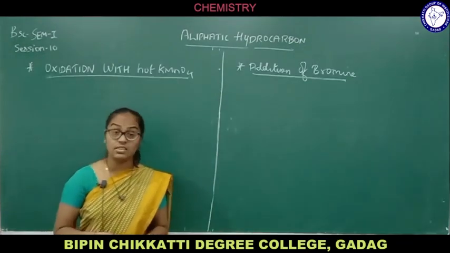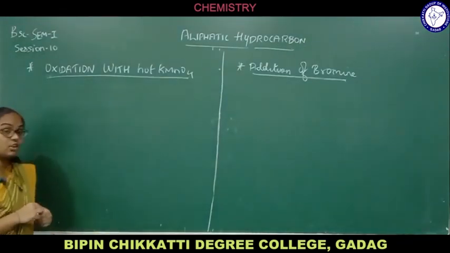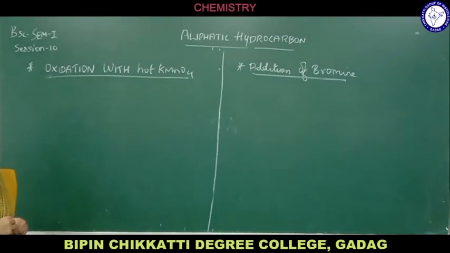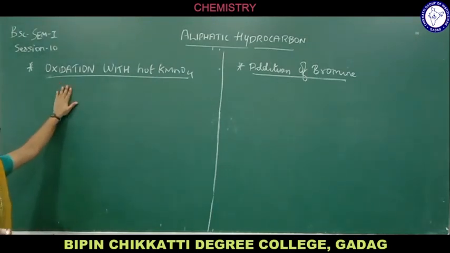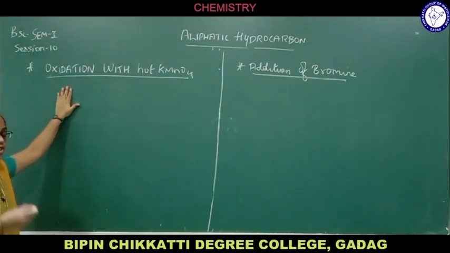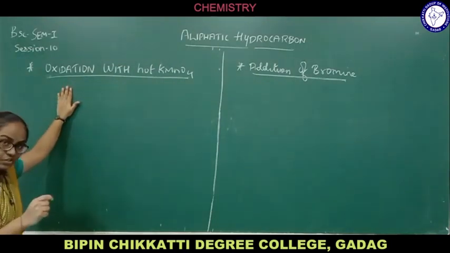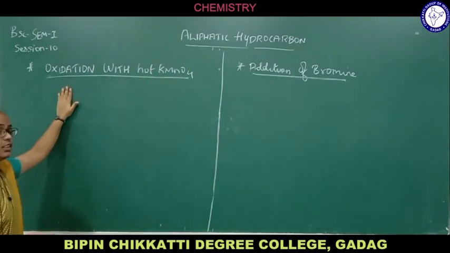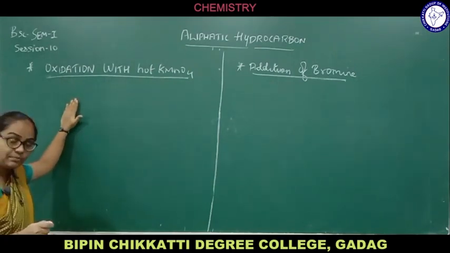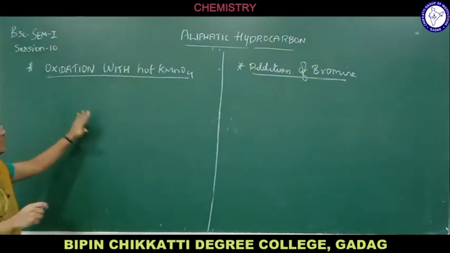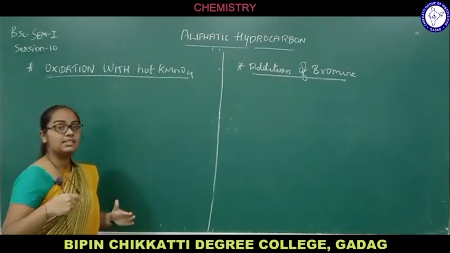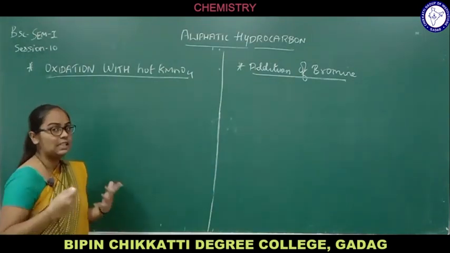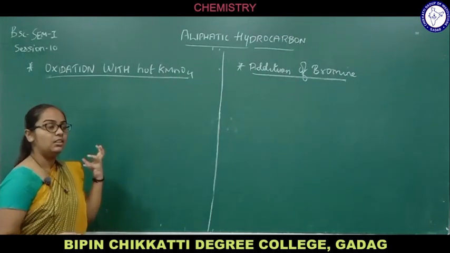Okay students, now let's go towards another topic, which is the oxidation reaction with the help of hot KMnO4. Now when I talk about oxidation, it means the reaction in which oxygen will be added to a certain product, right? The reaction which is taking place in presence of oxygen. For that reason, we need a certain oxidizing agent. The oxidizing agent is nothing but KMnO4, which supplies the nascent oxygen, the highly reactive oxygen, for the reactant.